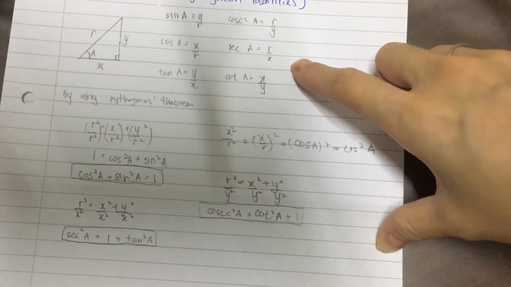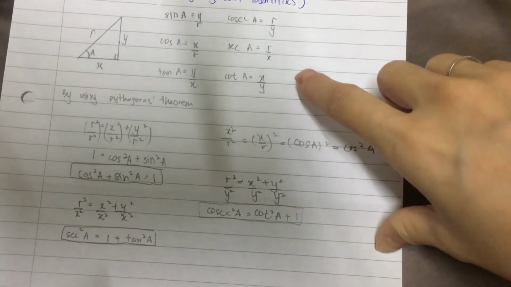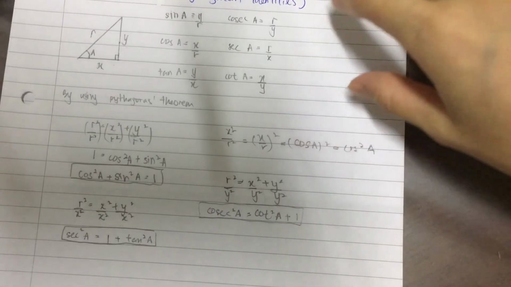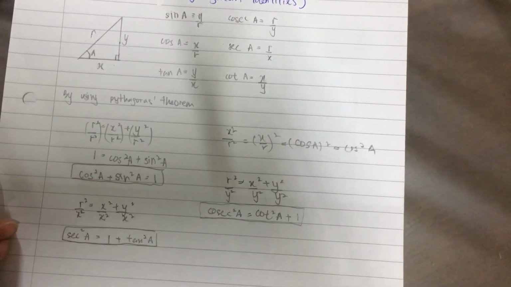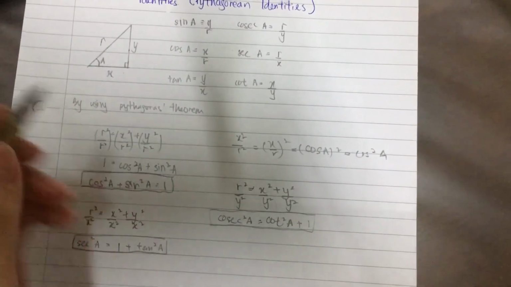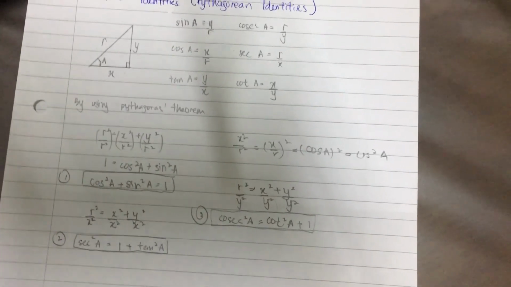These three basic identities will help you to prove trigonometry equations and also solve some trigonometry equations. So these are the first, second, and third basic identities.